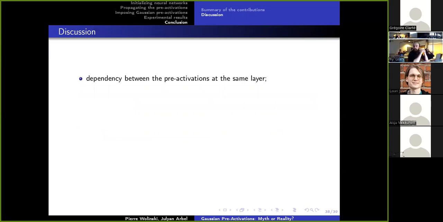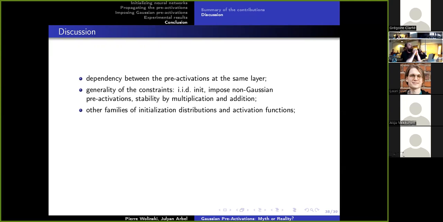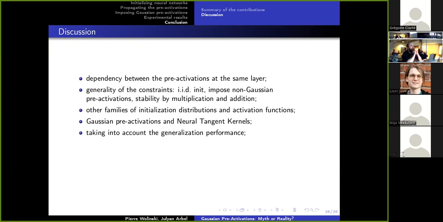There are some possible future works, such as including the dependency between the preactivations at the same layer. We can discuss the generality of the constraints, such as imposing non-Gaussian preactivations. We can find other families of initialization distributions. We can study neural tangent kernels with these kinds of initialization distributions and activation functions. There is probably a way to take into account the generalization performance, for instance by computing the first update, and not just the propagation but also the backpropagation and the performance after one step.